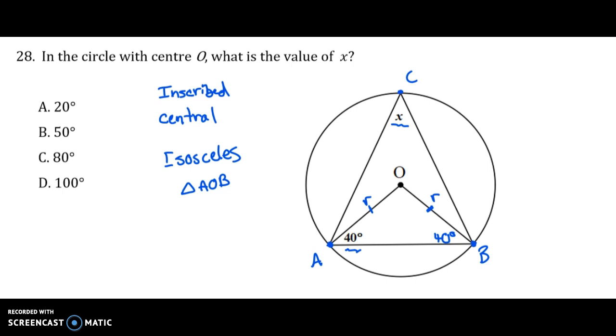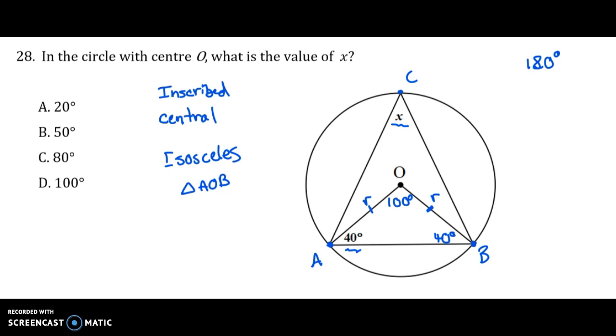Now, within any triangle, we have 180 degrees, which all angles must add up to. So I have 40 degrees for A, 40 degrees for B. I've used 80 of that. That leaves me with 100 degrees left here for angle O, which is a central angle.